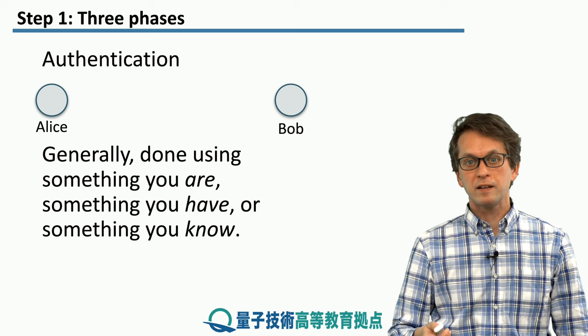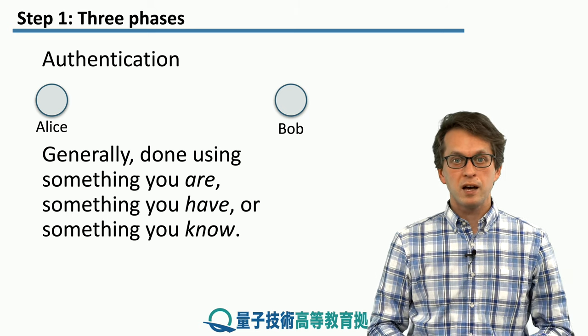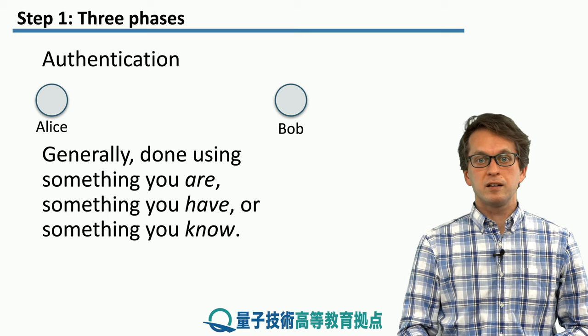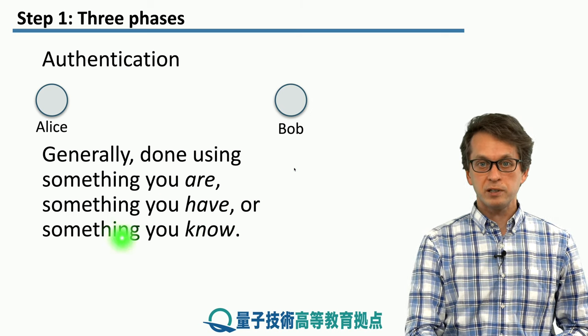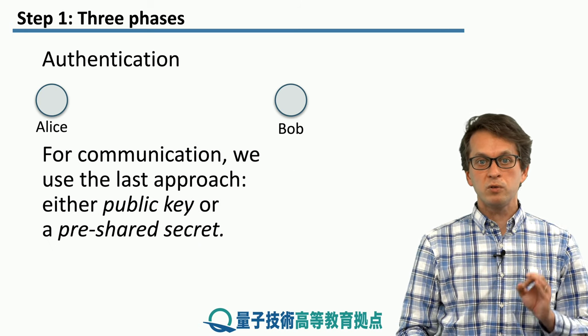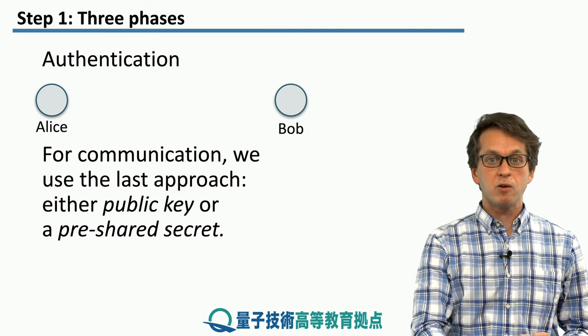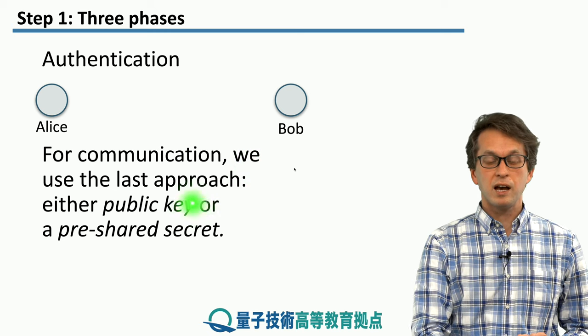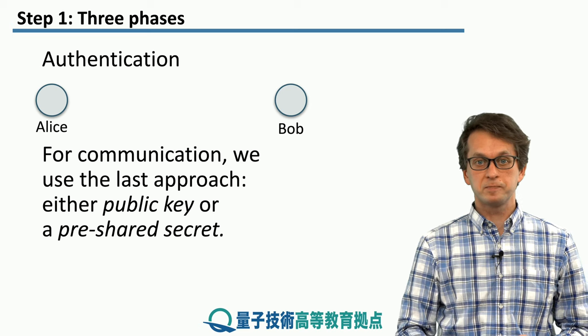So generally, the procedure by which two parties can authenticate each other is: who are you, what do you have, and what do you know? In particular, the last one is quite important, because you know that the party you are trying to communicate with knows something, for example, a public key or a pre-shared secret, and that can be used as an authentication device.